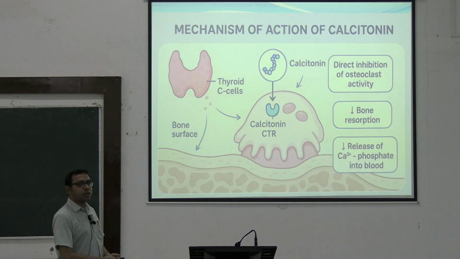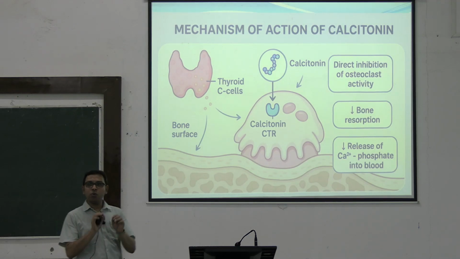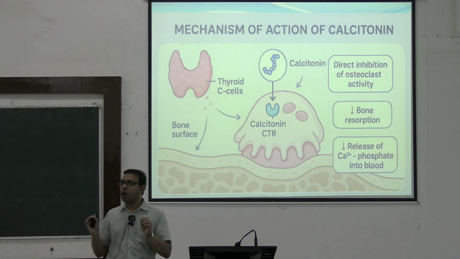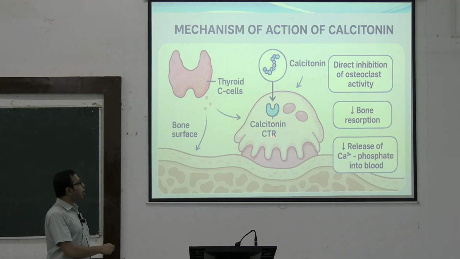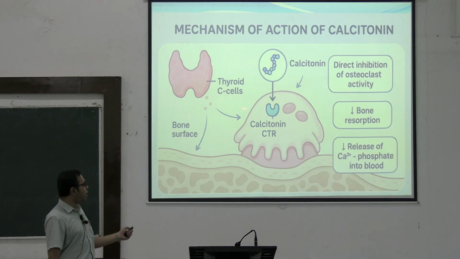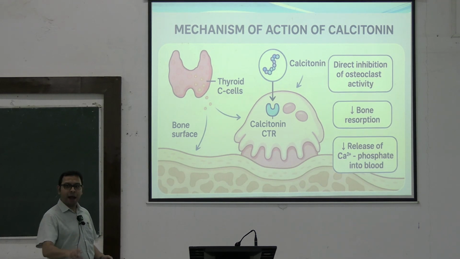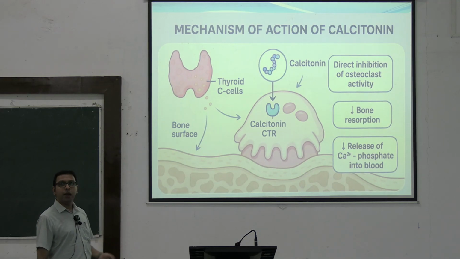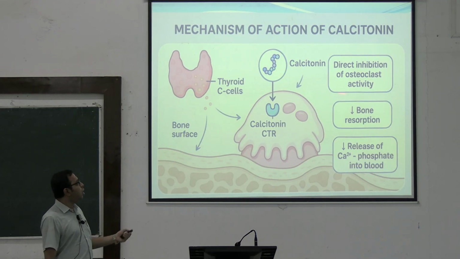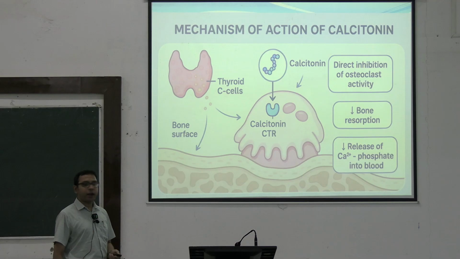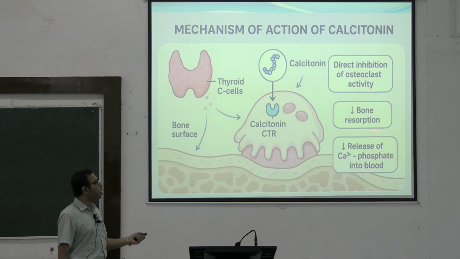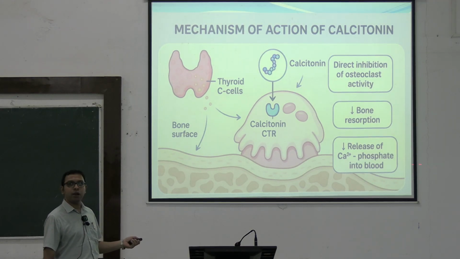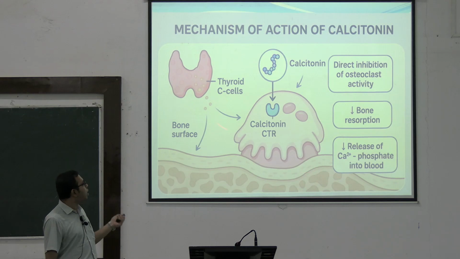So you can see this is the mechanism of action of calcitonin. This is the thyroid. Within the thyroid, in the interstitium, there are parafollicular or C cells, and from these calcitonin is secreted. It acts on the calcitonin receptor, binds with it, and ultimately prevents the resorption of the bone. So there is direct inhibition of osteoclastic activity, decreased bone resorption and decreased release of calcium and phosphate into the blood due to calcitonin.